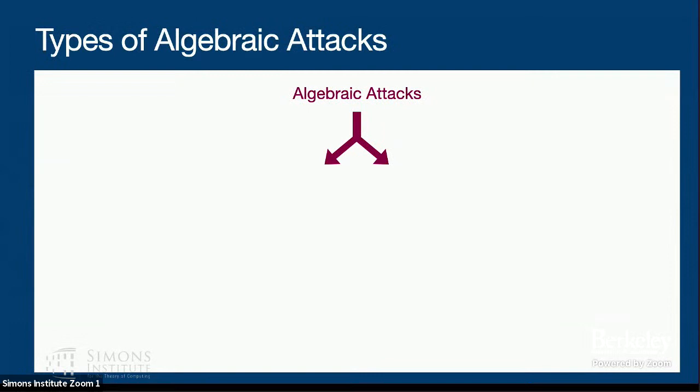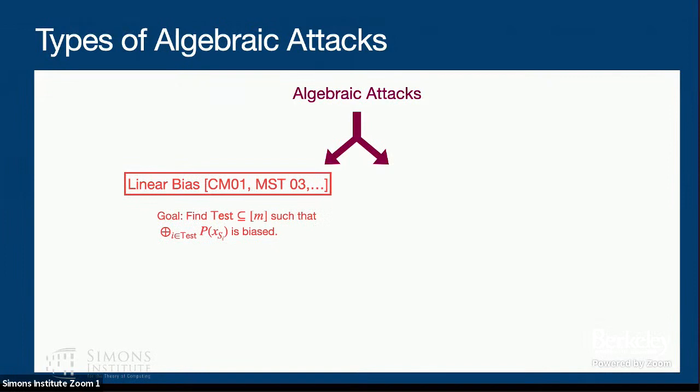Okay, so before we even start to understand how to pick this predicate, we must understand what algebraic attacks have been studied and how you even capture them. It turns out there are two kinds of attacks. One of them is linear bias attacks, which captures the notion of distinguishers that only take linear combinations of the outputs of the PRG.